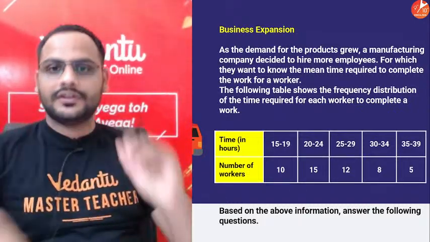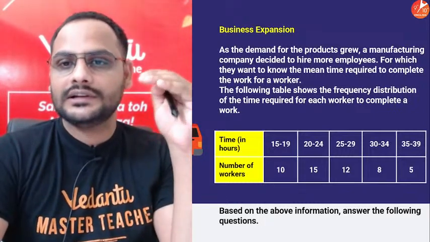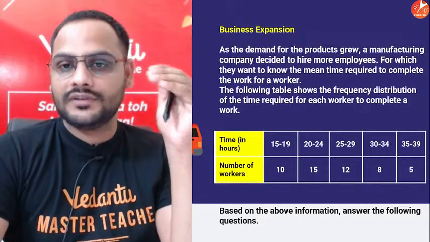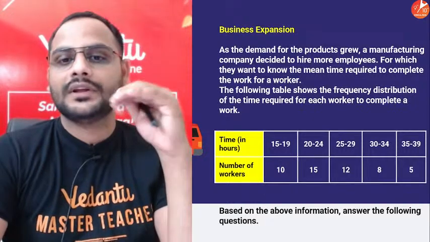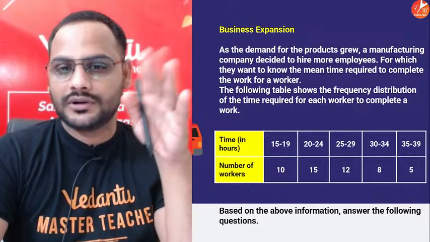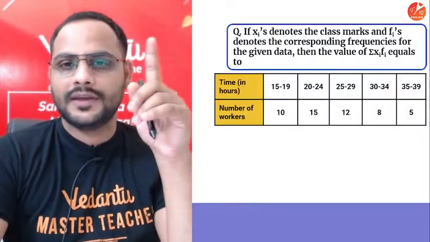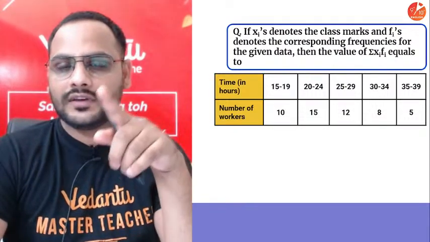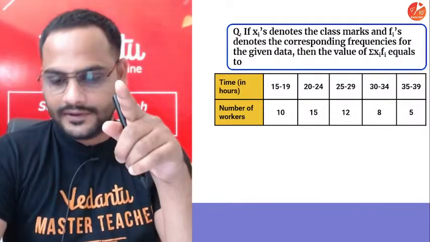First, see: as the demand for the products grew, a manufacturing company decided to hire more employees, for which they want to know the mean time required to complete the work for a worker. The following table shows the frequency distribution of the time required for each worker to complete a work. Table is given. Our work is from the table. If xi denotes the class marks and fi denotes the corresponding frequencies for the given data, find the value of xi into fi.